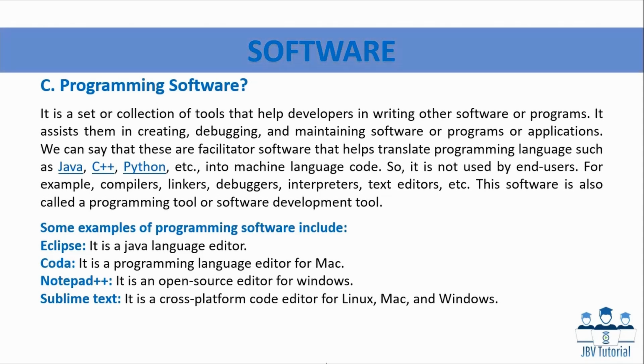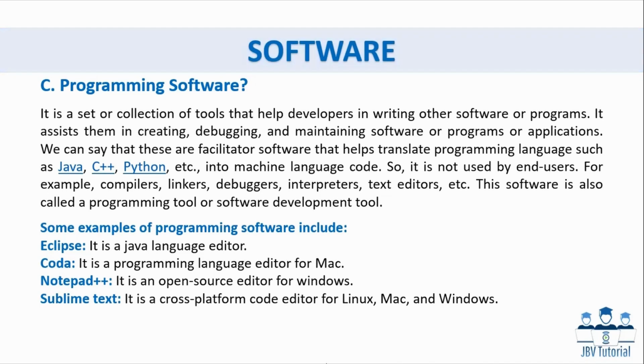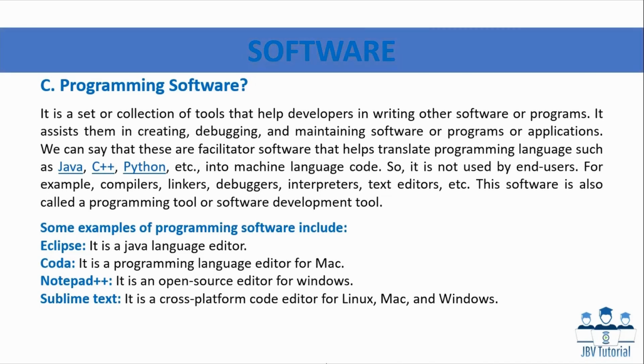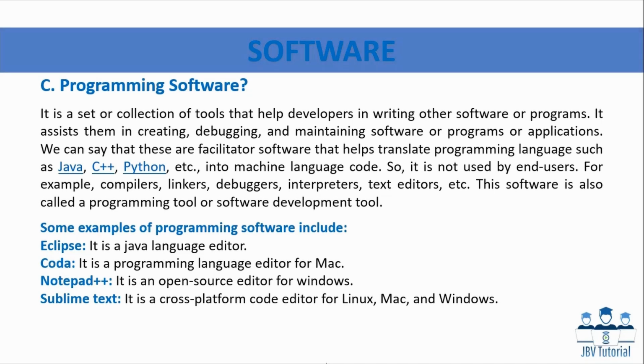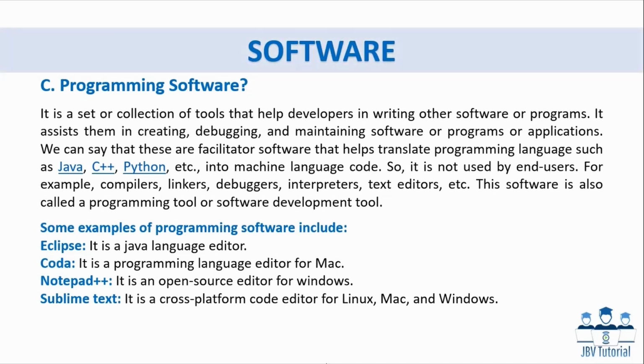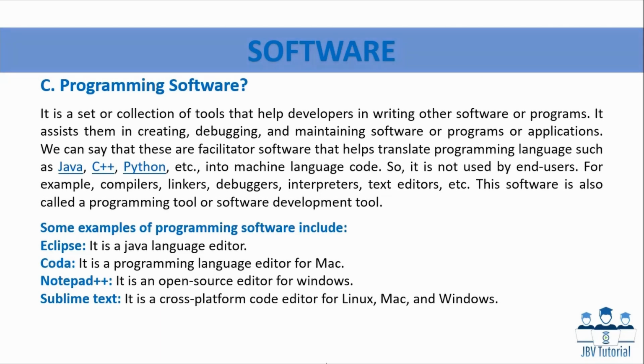This software is also called a programming tool or software development tool. Some examples of programming software include Eclipse, it is a Java language editor. Coda, it is a programming language editor for Mac. Notepad++, it is an open-source editor for Windows. Sublime Text, it is a cross-platform code editor for Linux, Mac, and Windows.